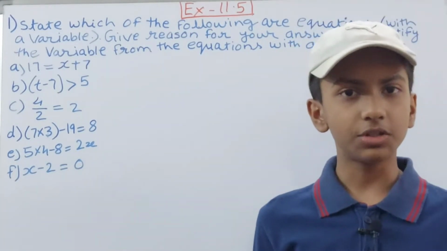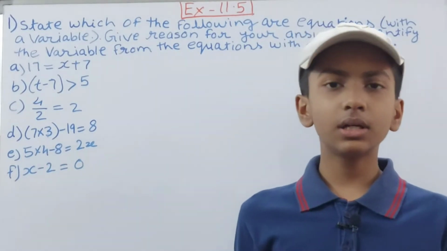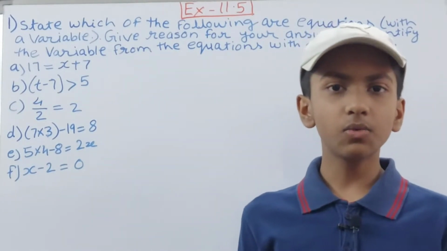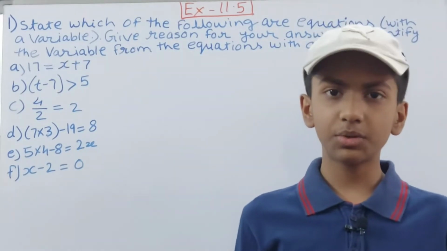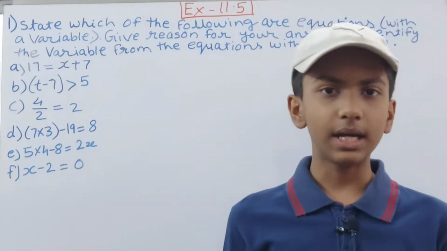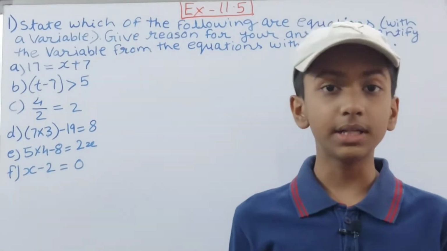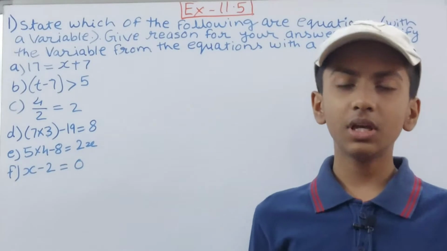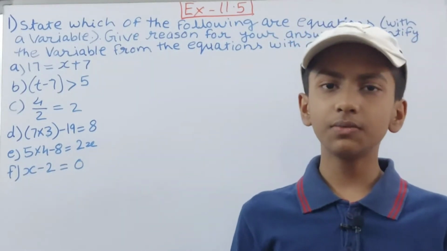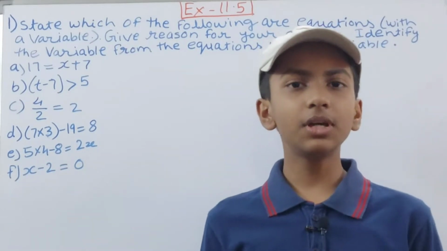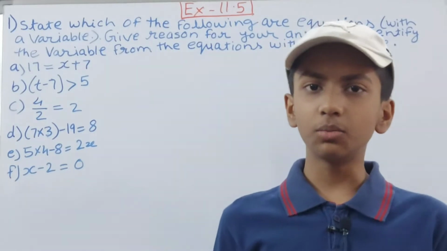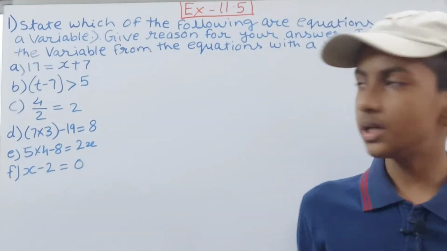So what is an equation? An equation is basically an expression which contains an equal to sign which divides the expression into two sides, left hand side and right hand side, that is LHS and RHS, right? Also, if there is a variable in that equation, then you will say it is an equation with a variable. But if there is no variable and only numbers are there, then that becomes a numerical equation. Okay, so let us start.